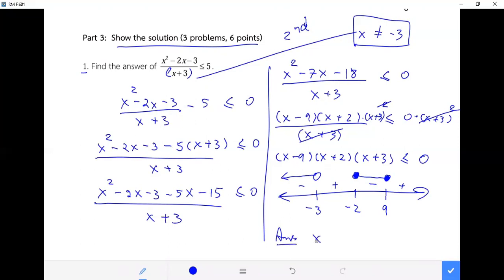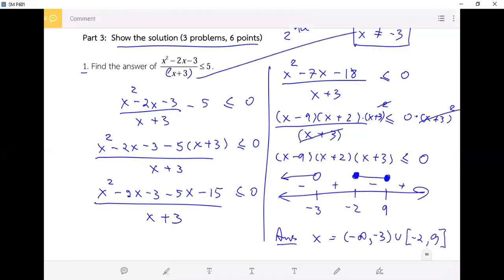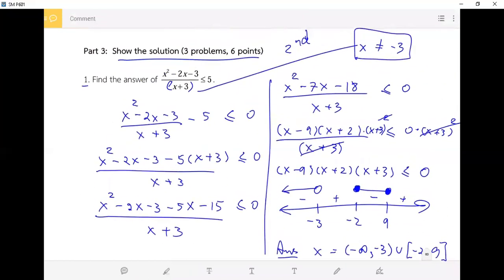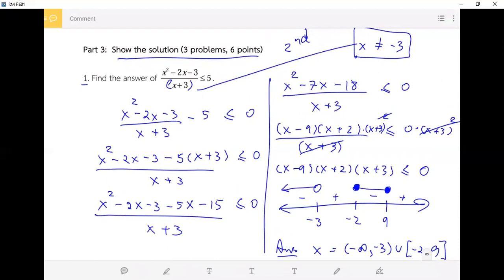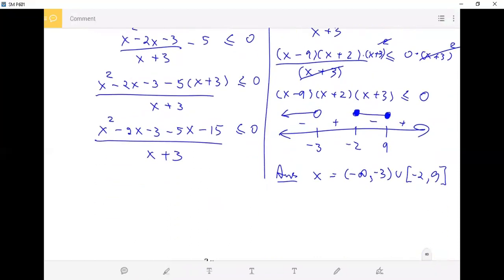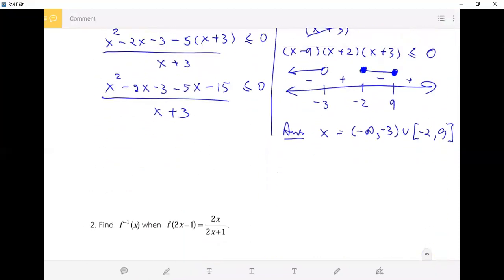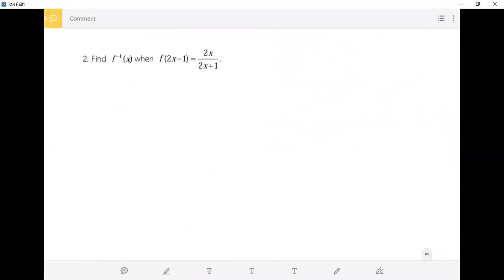The answer is x is from negative infinity to the open of negative 3, union with the closed of negative 2 to 9. That's it. Finish. Very easy. If you can do these steps, you get 2 parts already. Okay, number 2, find f inverse.